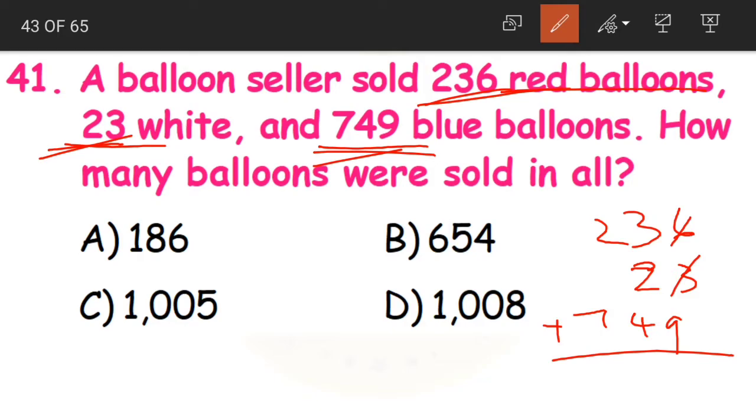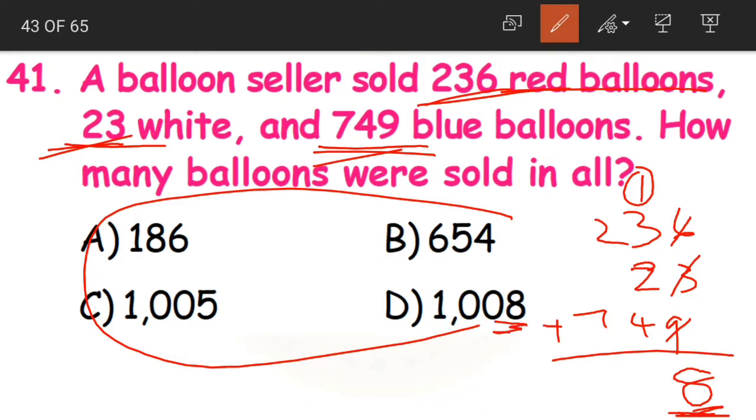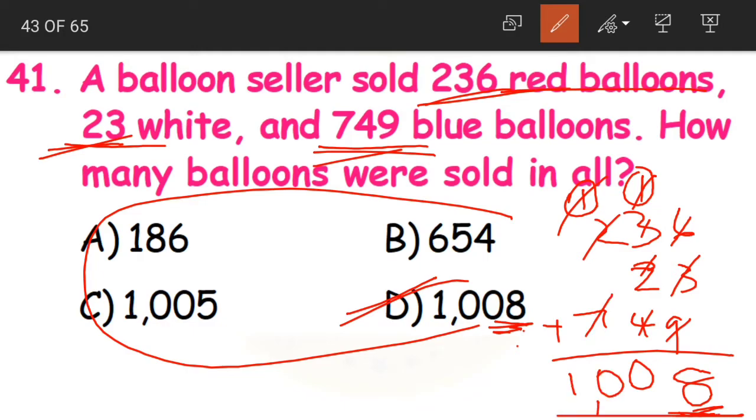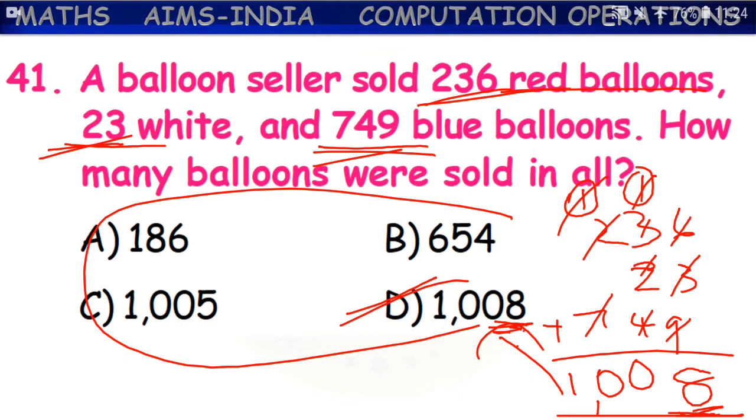6 plus 3, 9. 9 plus 9, 18. 8 here, 1 carried. See children, in our sum we are having 8 in the ones place. Now if you look at the options, only option D also has 8 in the ones place. So option D becomes our correct answer. Even without solving you can say that. Or else you can add it. 3 plus 1 is 4, 4 plus 2 is 6, 6 plus 2 is 10. 0 here, 1 carried. 1 plus 2 is 3, 3 plus 7 is again 10. What is the answer? 1008. The same as option D, right?